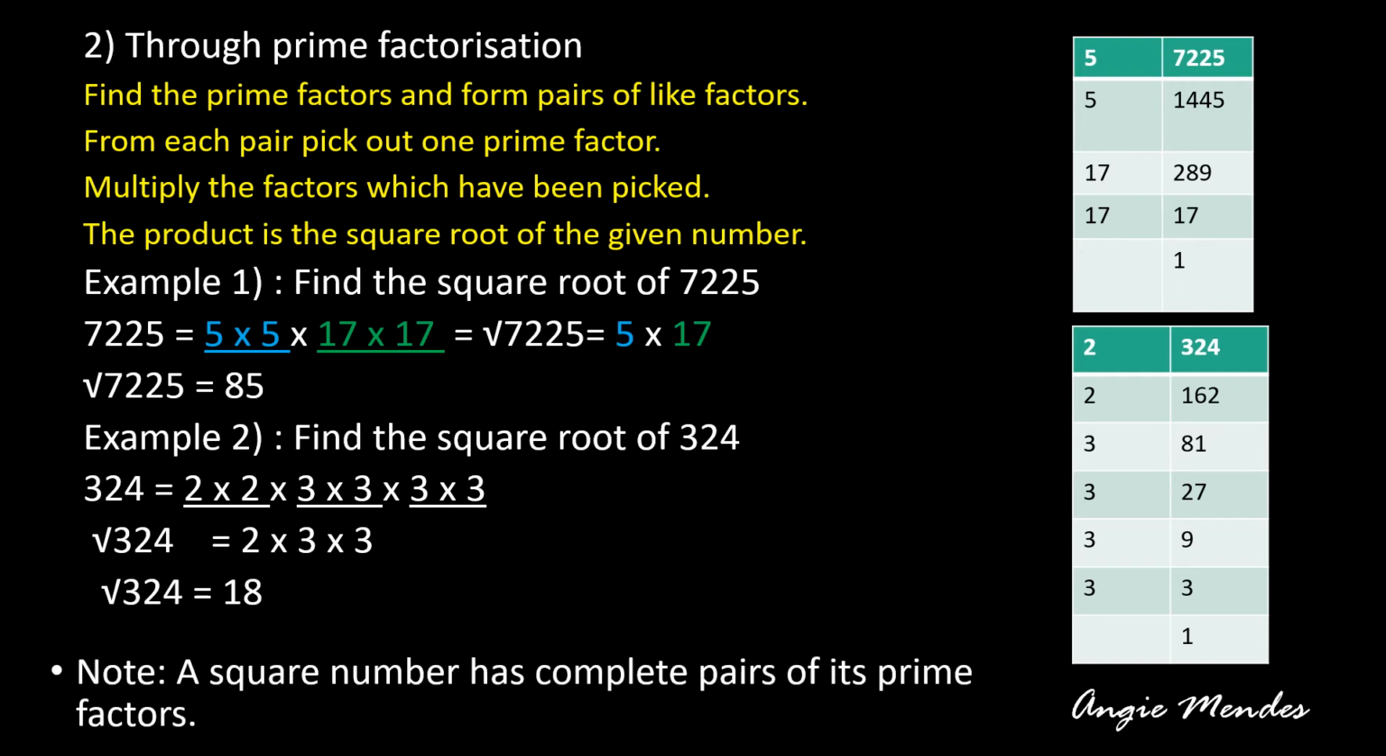Now you have to remember this, that a square number has complete pairs of its prime factors. If you have a number like this, 2 multiplied by 2 multiplied by 3 multiplied by 3 multiplied by 3, then it is not a perfect square because it needs to have complete pairs of its prime factors.